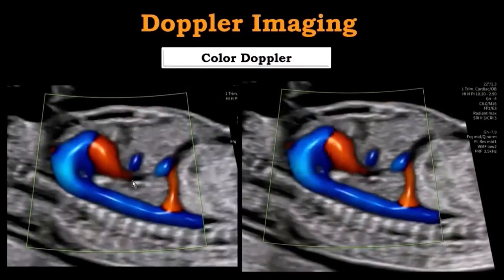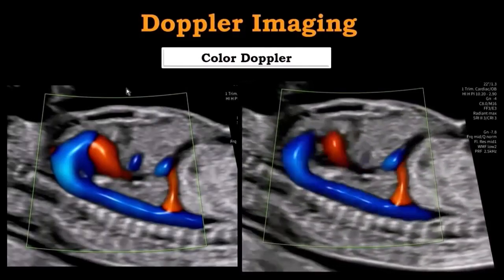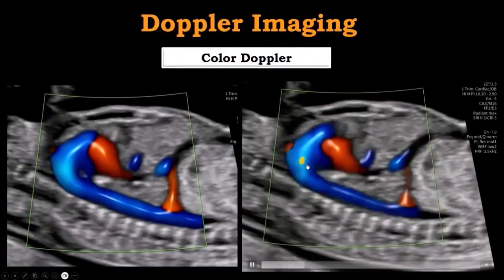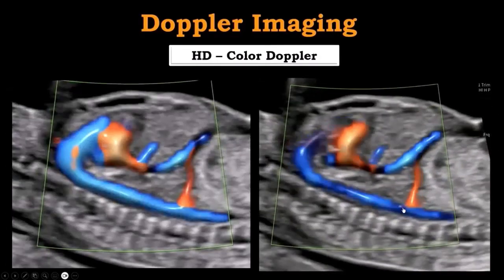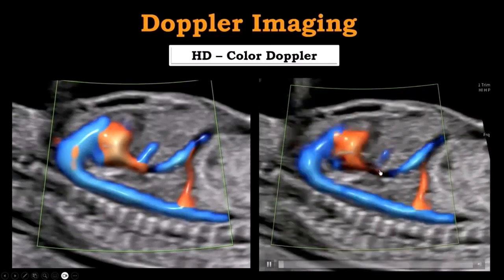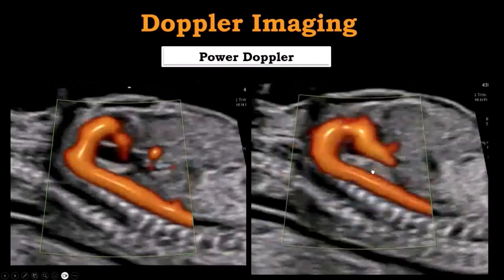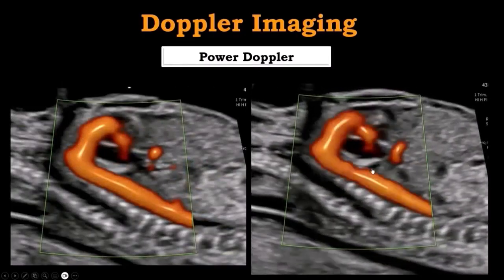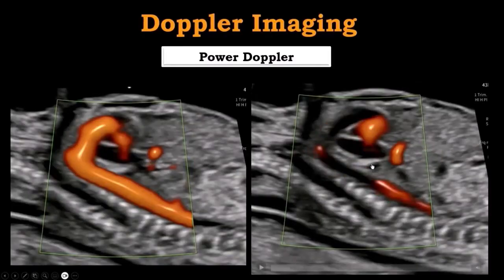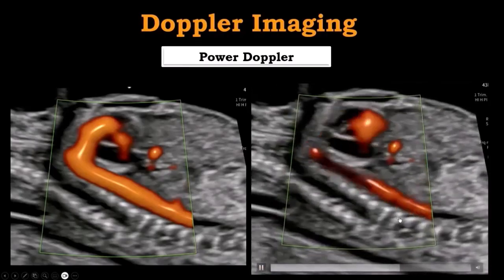So here is the example of the conventional color Doppler applied to visualize the ductal arch, and then we can follow the descending aorta. So this is our HD color. Here we can see more details, including the IVC and the hepatic veins. And then we can use the regular power Doppler. So this one just shows the blood flow without specific utilization of the direction of that blood flow.